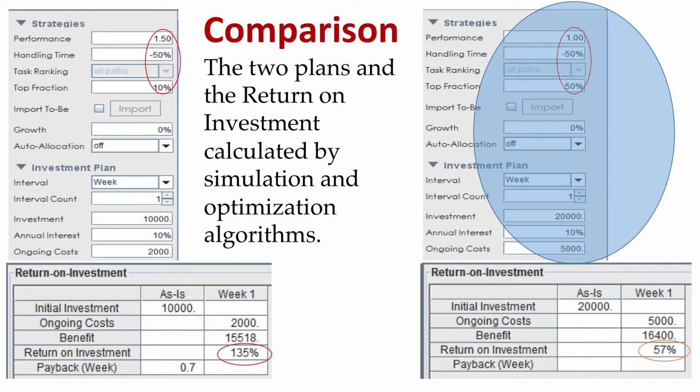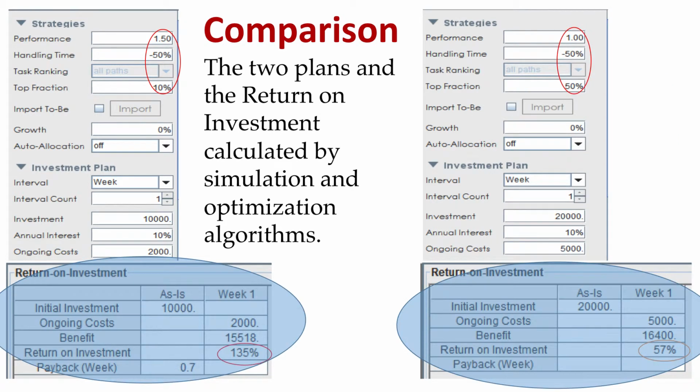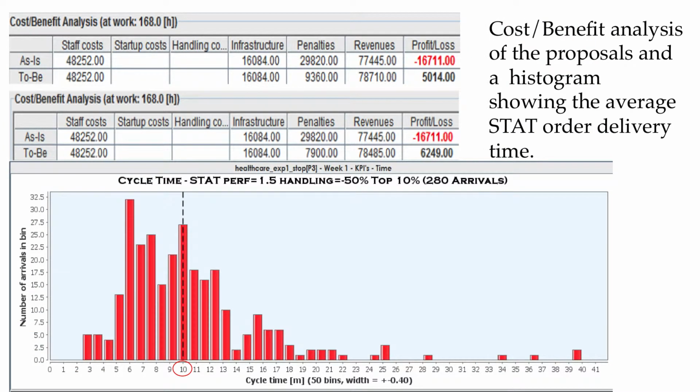It's a more expensive solution. We see in the analysis that we look at the return on investment that the first proposal, which does staff training as well, gets a return on investment within the first week of application. The second one does not. But ultimately, we'll see the second one is a better solution. So if we look at the final analysis for cost-benefit analysis, you'll see that the second one exceeds the first. Both of them meet the objective of getting the average processing time for stat orders down to 10 minutes.